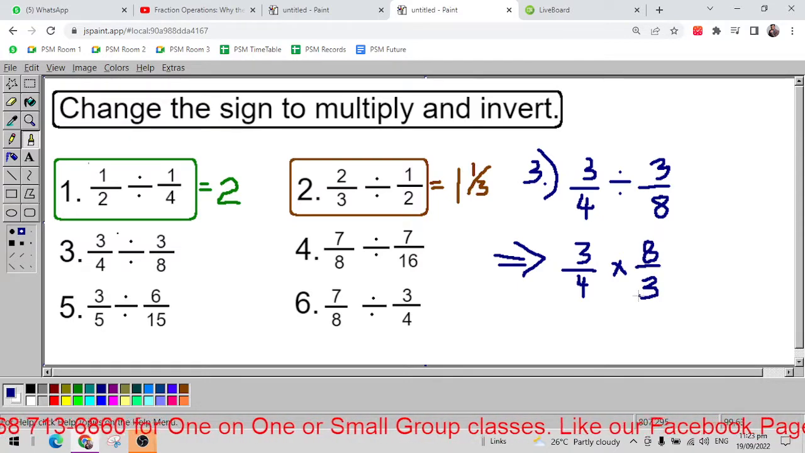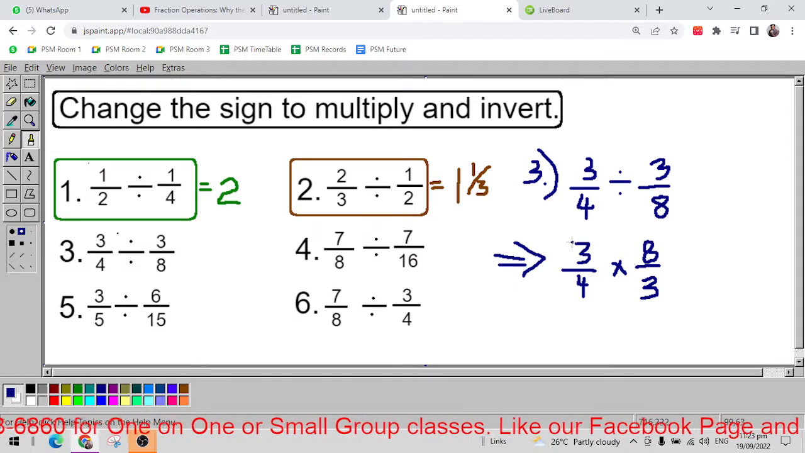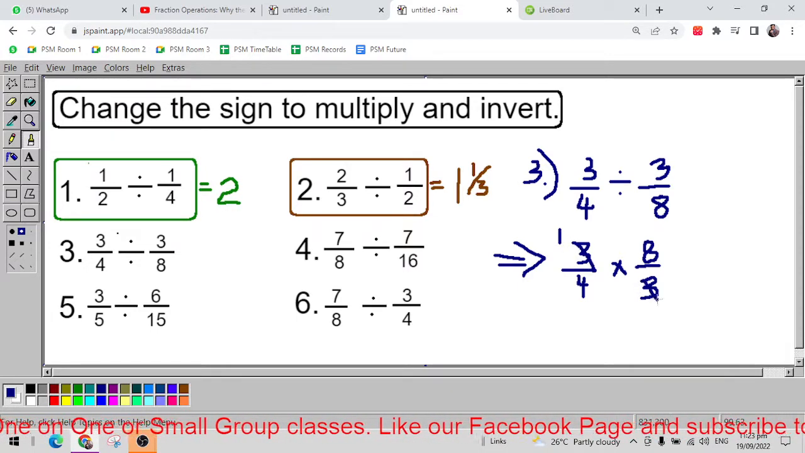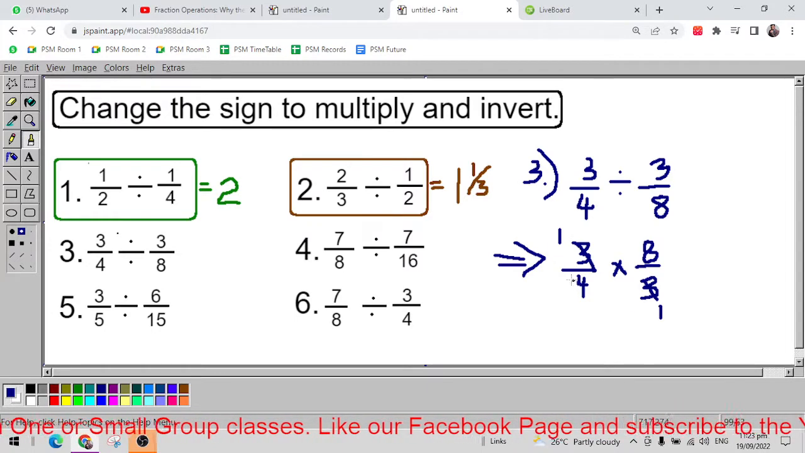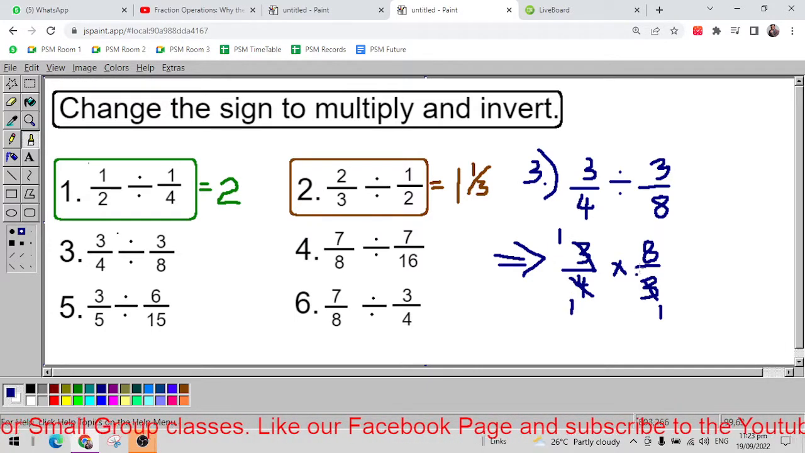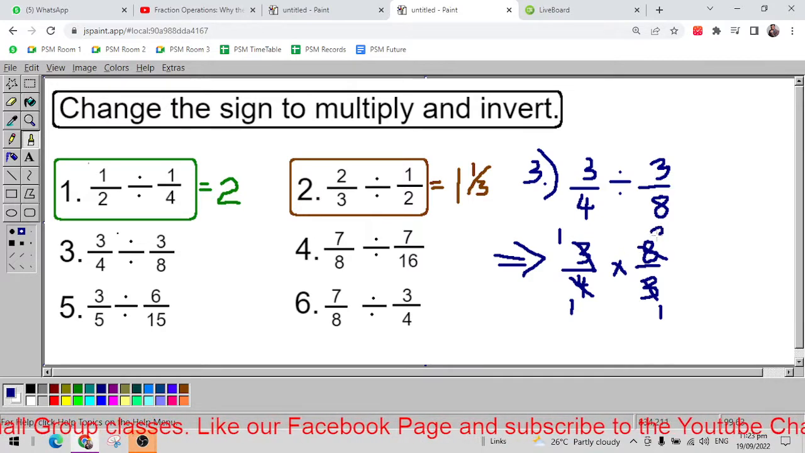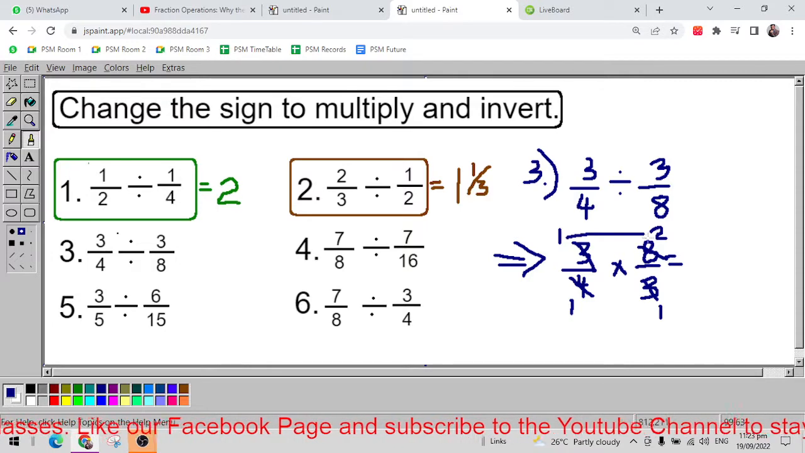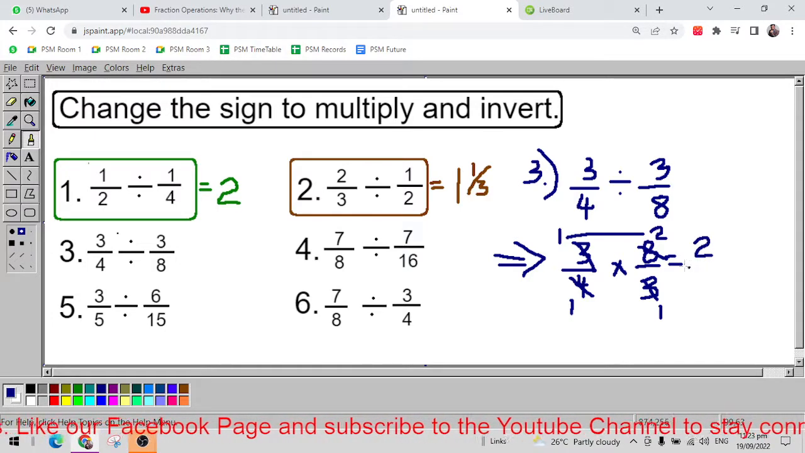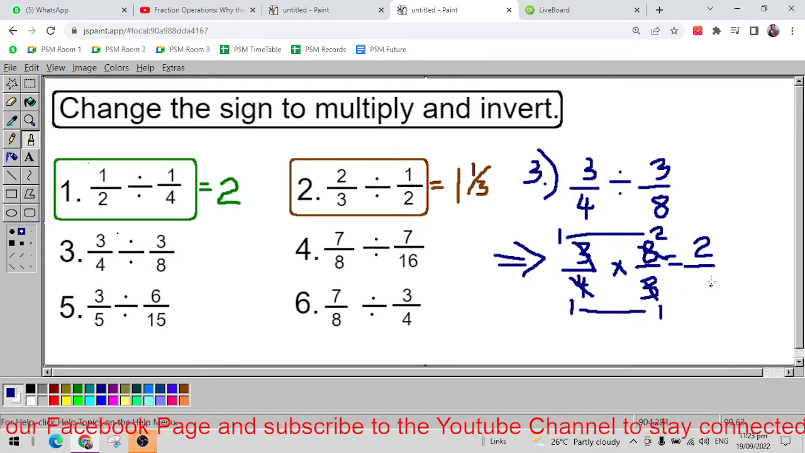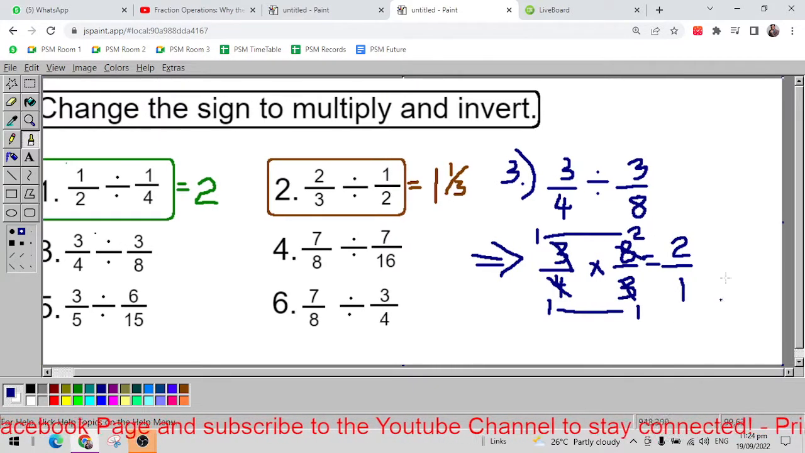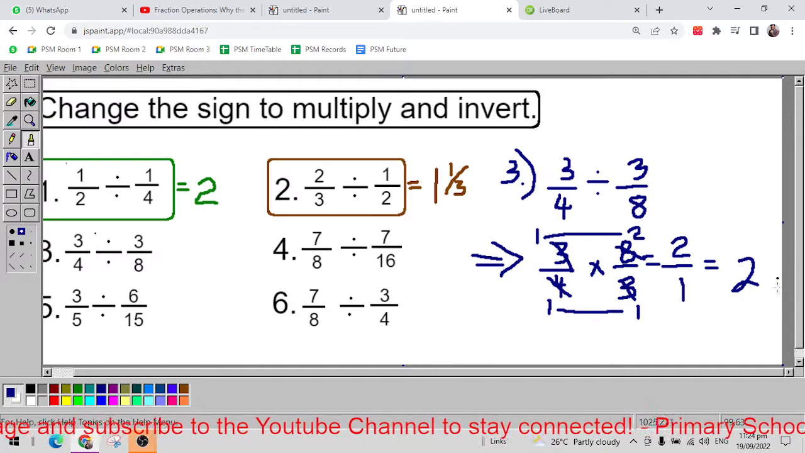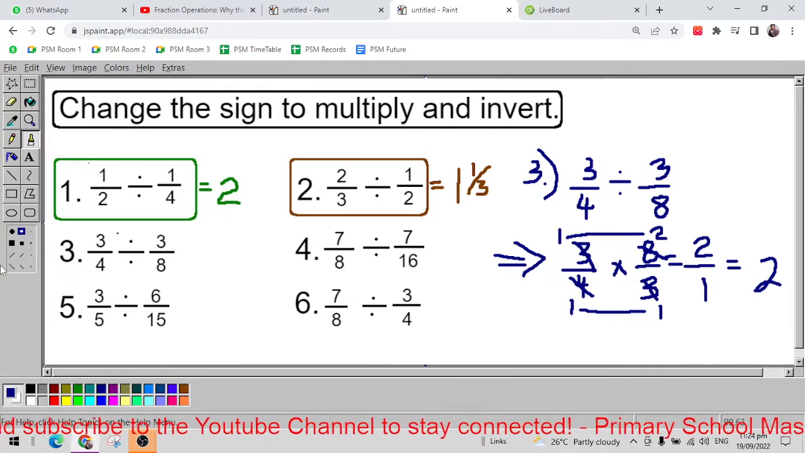And now I can cancel or cross multiply. So the 3's can cancel each other out. 3 into 3 is 1, and 3 into this 3 is also 1. Then 4 into 4 is 1, and 4 into 8 is 2. So going forward, 1 multiplied by 2 is 2, and 1 multiplied by 1 is 1. And 2/1 is the same thing as just 2. So the answer to number 3 would be 2.